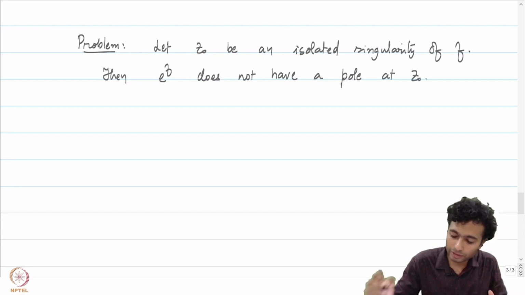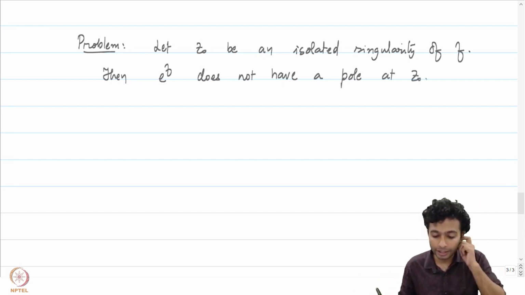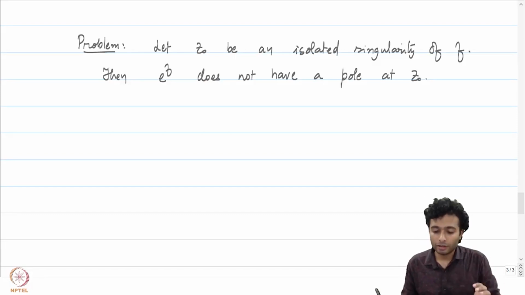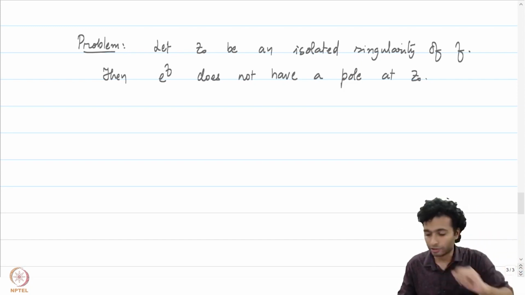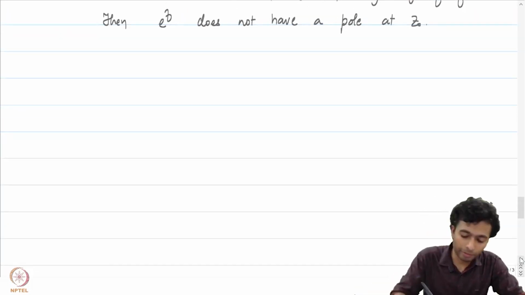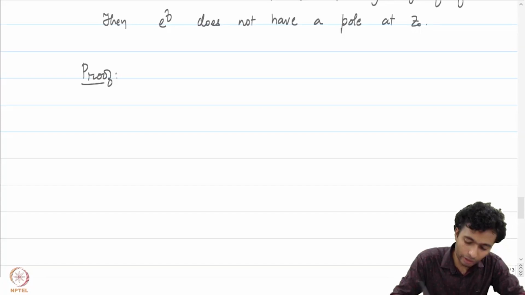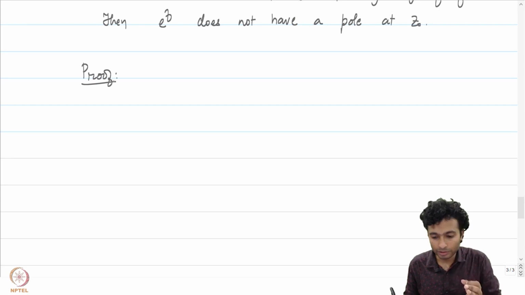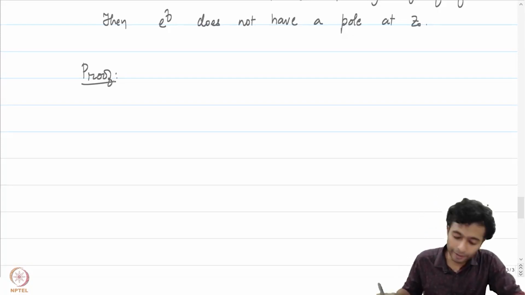at z0. Notice that z0 is still an isolated singularity of e to the power f, because this is a function which is still defined on D(z0, r) minus z0. However, we can now for sure say that it cannot have a pole at z0. It will either be a removable singularity or an essential singularity. That is the essence of the problem. In fact, we will prove exactly what happens when z0 is a removable singularity, a pole, and an essential singularity of small f. Let's consider all these cases separately.